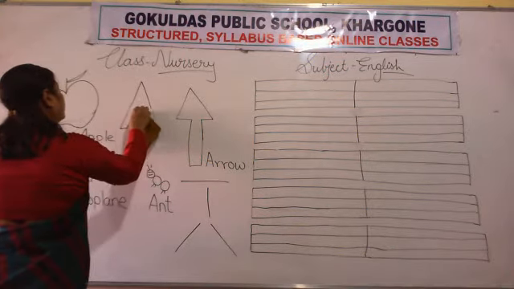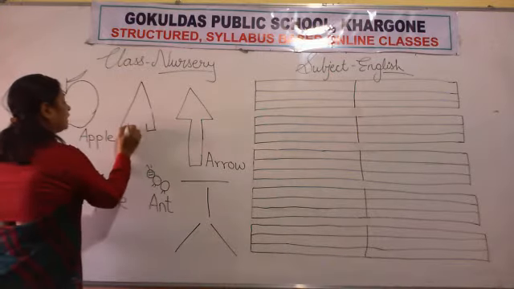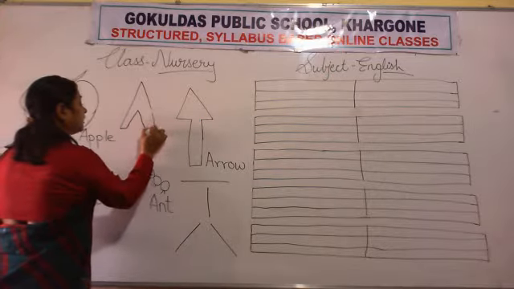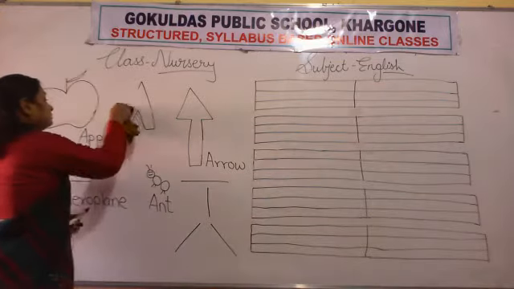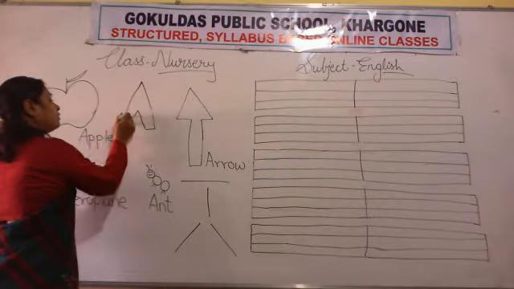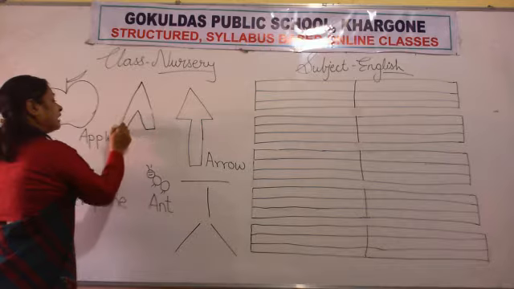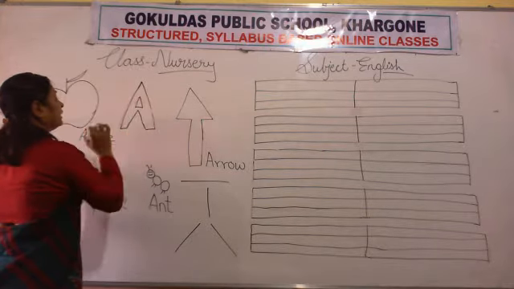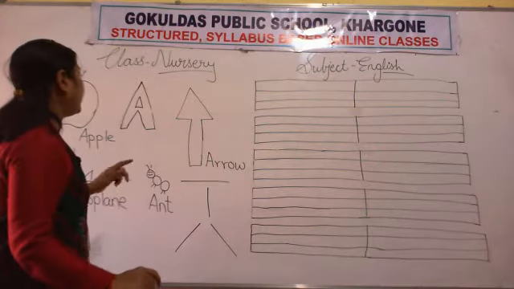Okay. What will we do? We will start to write the letter first. First you have to draw letter A like this. Tell your mama to draw letter A like this. You have to color also. Which line is this? This is slanting line.